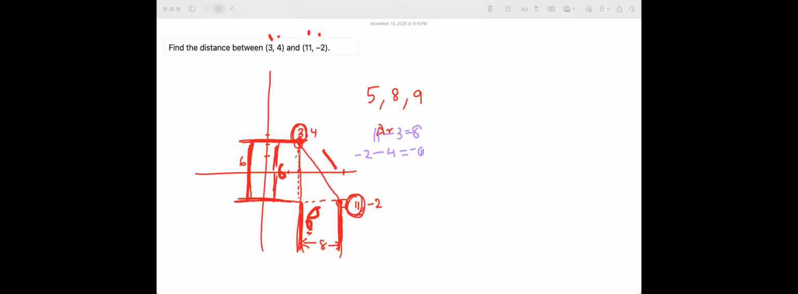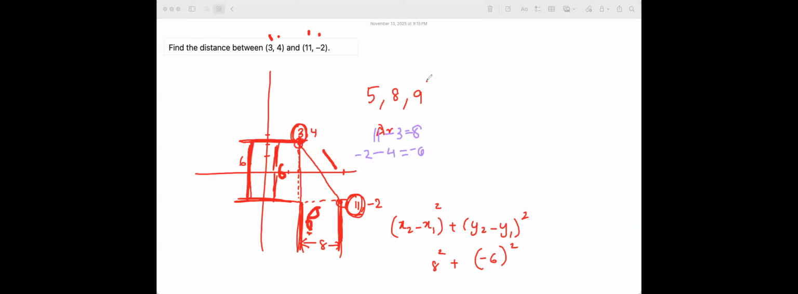Even if it's negative, to answer your question, Aradhya, this is the way you do it: x2 minus x1, the whole square. The difference of the y's is y2 minus y1, the whole square. So even if this is a -6, because it is squared, it disappears. Make sense? Okay, now one more last question, guys.